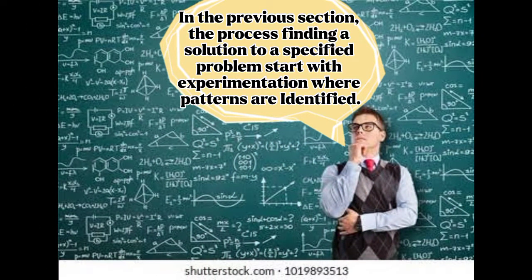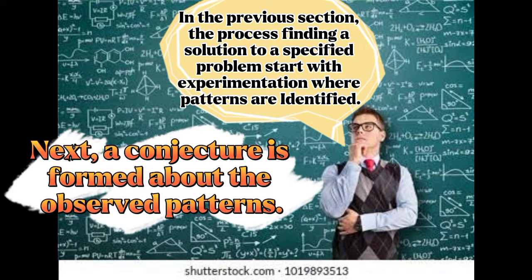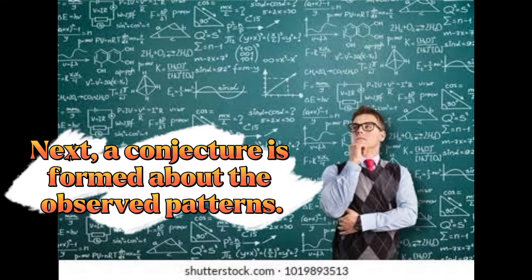In the previous section, the process of finding a solution to a specified problem starts with experimentation where patterns are identified. Next, a conjecture is formed about the observed patterns, depending on the nature and demand of the problem. The conjecture can already provide an answer to the problem at hand. This conjecture can be disproved by a counterexample or can be affirmed through a deductive process.